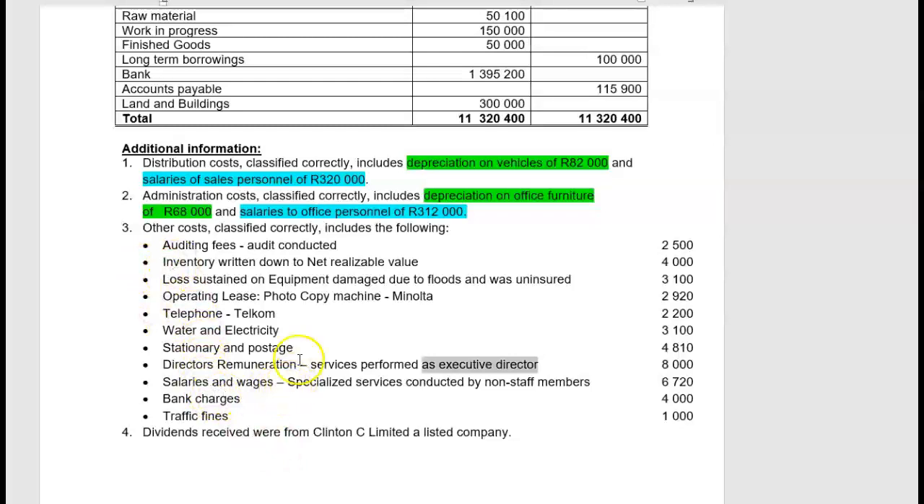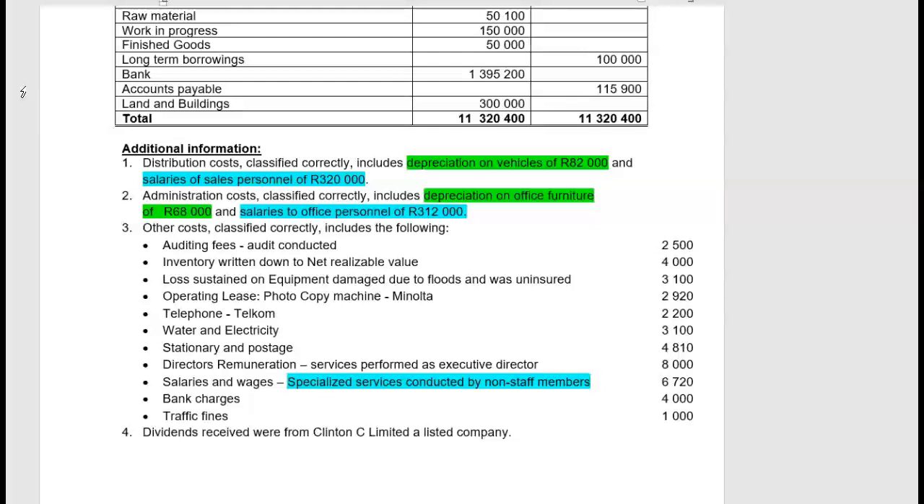Specialized services, let's say employees' remuneration, that would be the 320 and the 312. But yes, salaries and wages for specialized services conducted by non-staff members. Guys, I cannot pay somebody a salary if he's not a staff member. So it was incorrectly posted to the salaries and wages account. That is a professional fee.